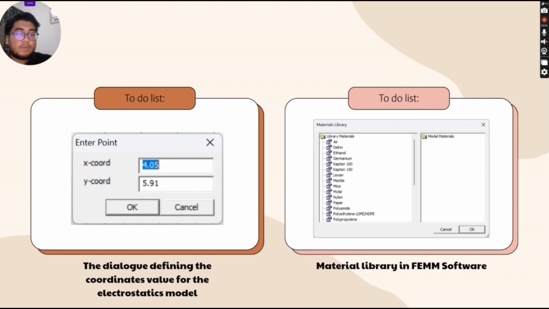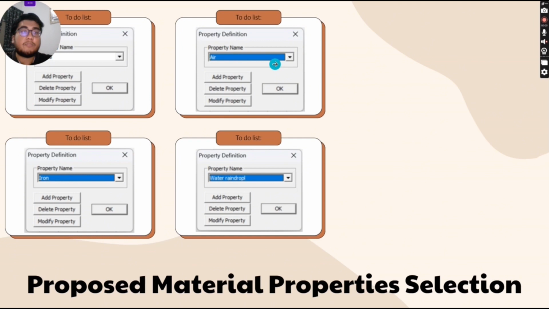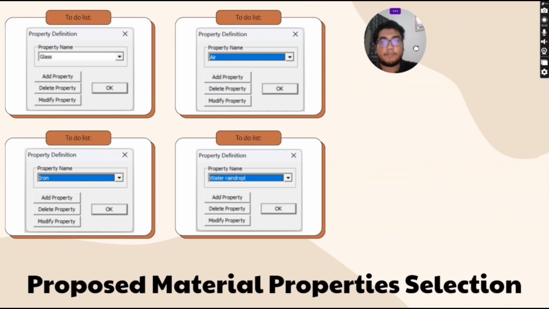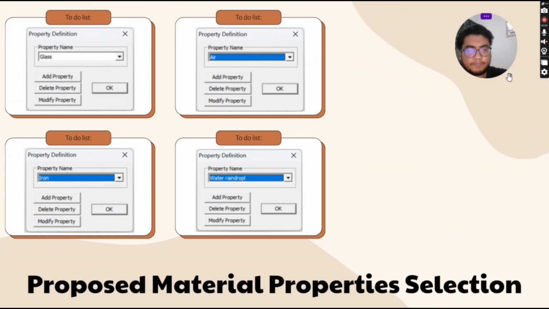Then for the third, we need to define the coordinate values for the electrostatic model. For our x coordinate, we put 4.05. For the y coordinate, we put 5.91. After that, as we can see, we need to find the material library in FEMM software. After we find the library, we need to propose the material property selections, with the descriptions.